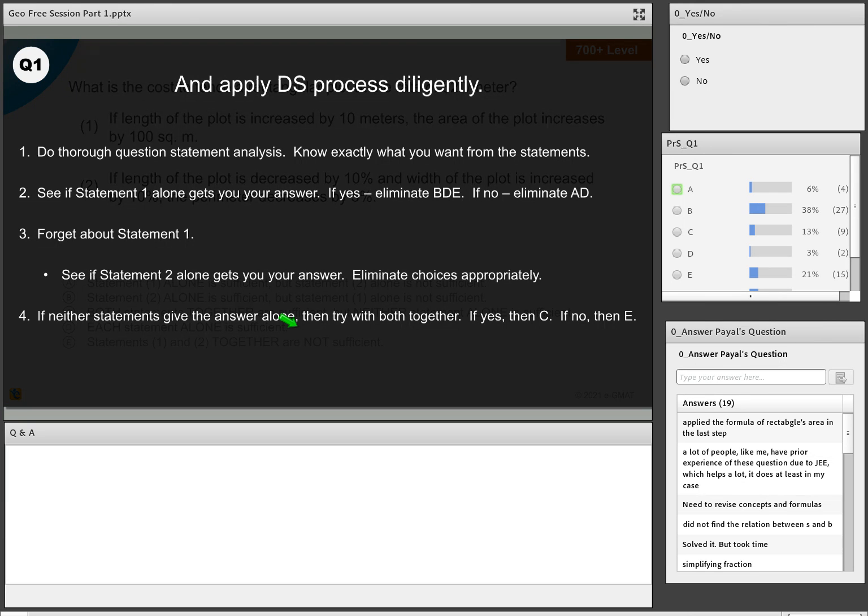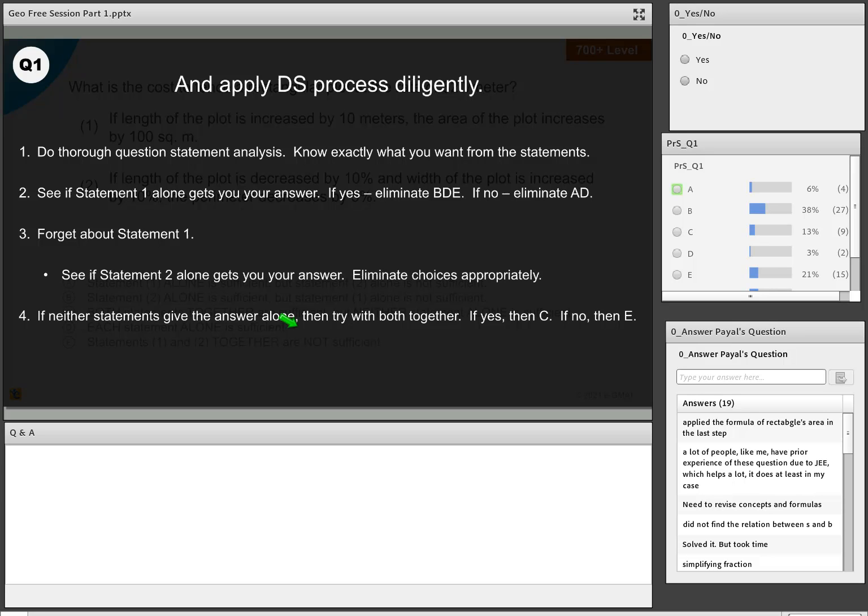Now for data sufficiency questions, I want to make sure that you follow this process in a very methodical manner. Do a very thorough question statement analysis without even thinking anything about the individual statements. Very important, okay. Just do the question statement analysis so that you know exactly what you want from the individual statements. Then once you know that, that becomes your guiding path. Now you look at statement 1 alone and see if that statement gets you the answer. If yes, you eliminate choices B, D, and E. You eliminate in groups. If no, then you eliminate choices A and D.